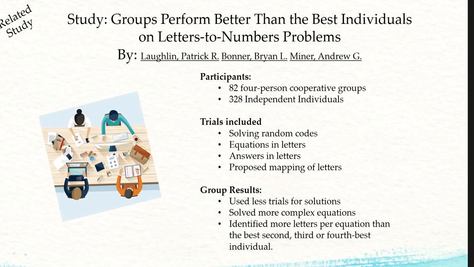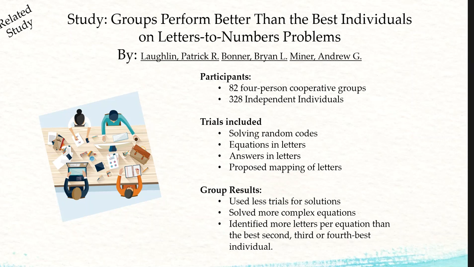The study was called Groups Perform Better Than the Best Individuals on Letters to Numbers Problems. They took 82 four-person cooperative groups and compared them to 328 independent individuals. Throughout these trials, they had random codes to solve, equations in letters, answers in letters, and they would propose mapping of these letters to help solve different random codes.